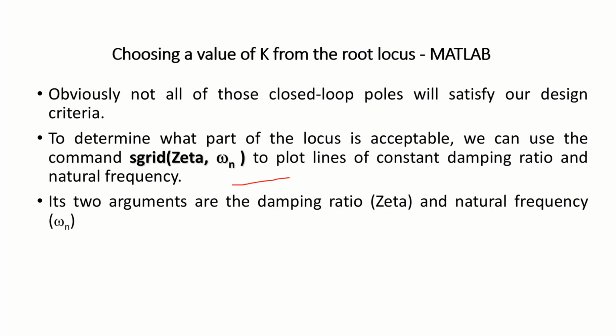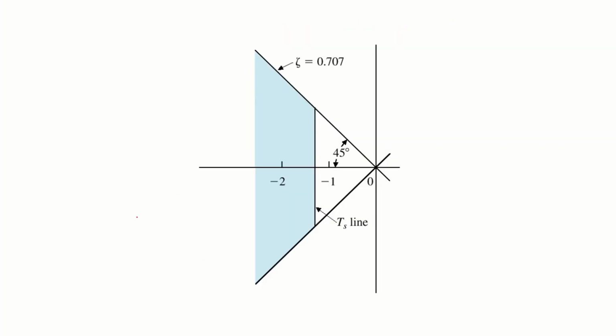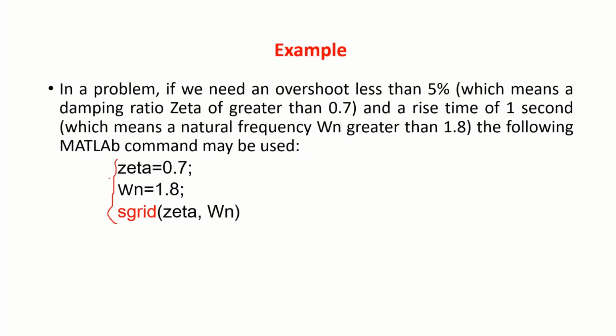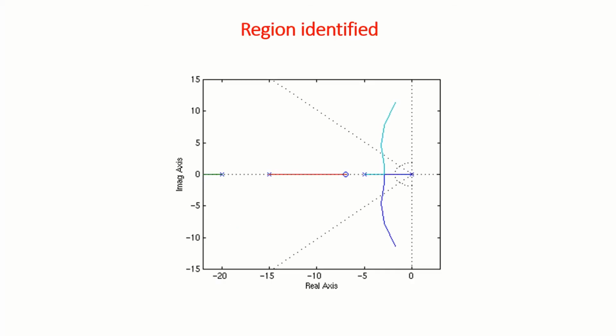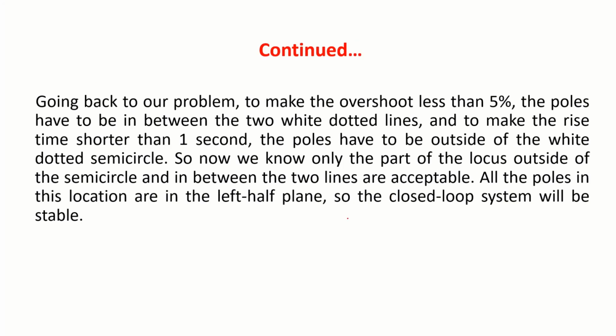Whatever you had entered for this here, after this you can add zeta equal to 0.7, omega n is equal to 1, and sgrid(zeta, omega_n). Then it will create a grid also like this, right? It will create a grid. So that's what I was talking about. Yes, continue, you can just see.